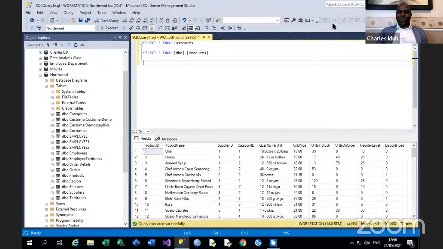Select star from order, okay? I'm waiting for more. I need at least 2 more people. Select star from order. Another person? Select star from dbo.orders. Good. Good. Fantastic.